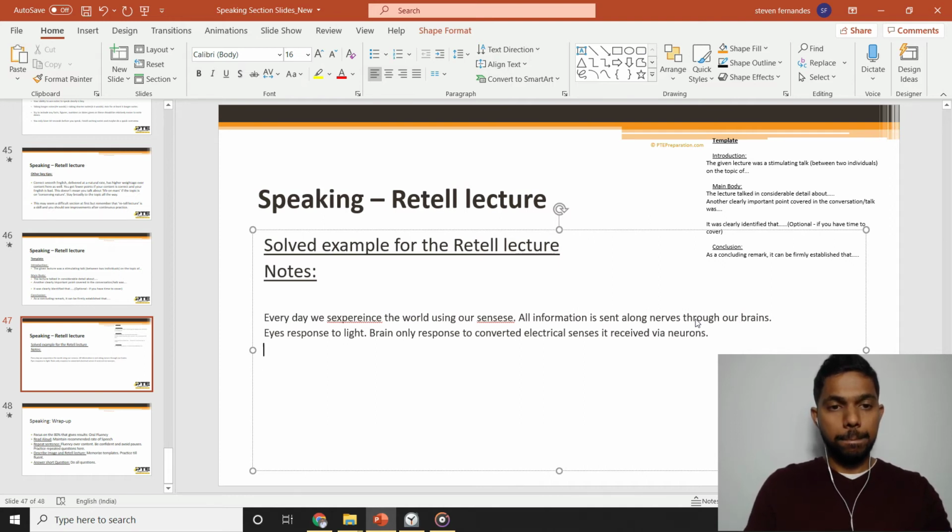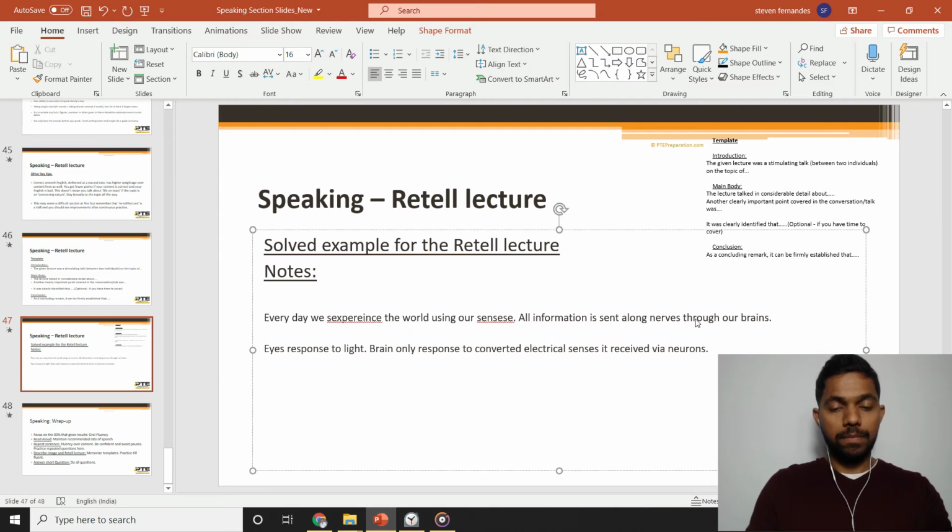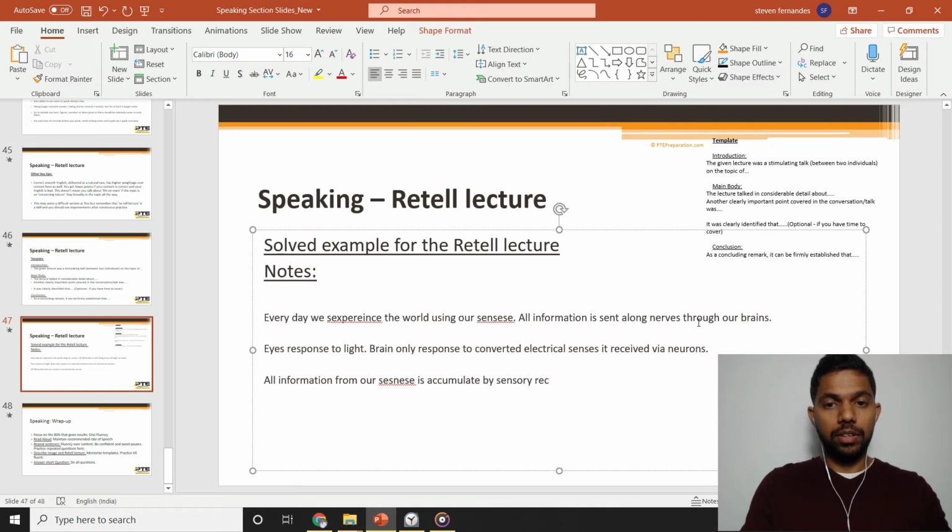The electrical signal is known as an action potential, and the long projection along which the signal travels is known as the axon. All information from our senses is accumulated by sensory receptors, which are part of a group of nerves collectively called the peripheral nervous system. The peripheral nervous system includes all the nerves but our brain and spinal cord, which form what's called the central nervous system. Sensory nerves send the information you sensed to the spinal cord and brain, where it is processed.